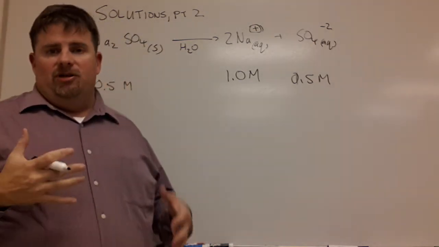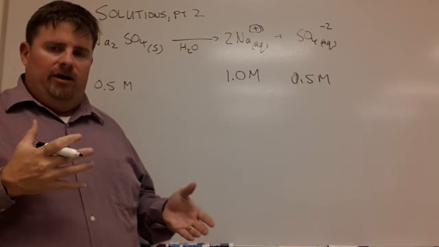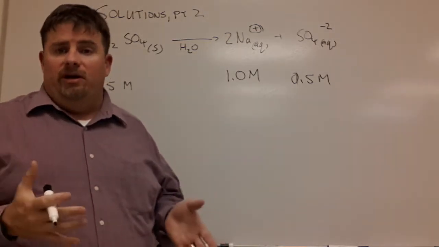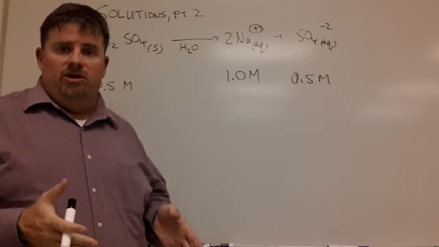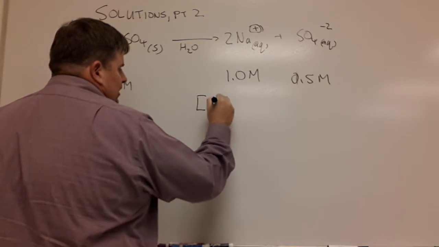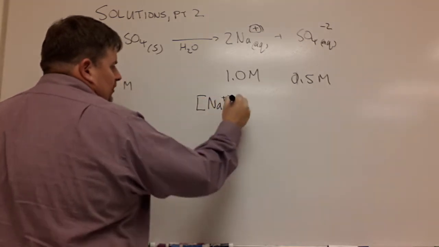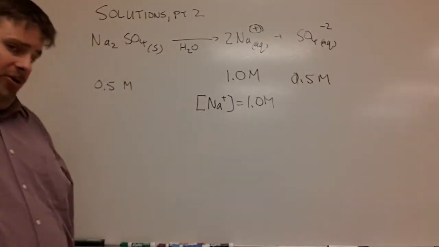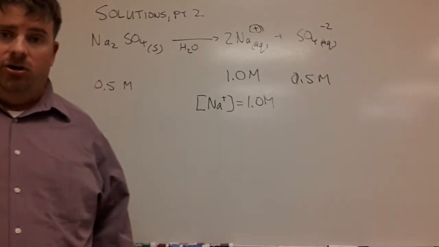Now a lot of times, especially in general chemistry, when we're talking about concentration of ions, we always use a shorthand, and that's to use brackets to identify something that's supposed to be a concentration term. So the way I would say this is to identify the concentration of sodium ion as being 1.0 molar. So anytime you see those brackets, know that you're working with a concentration term.